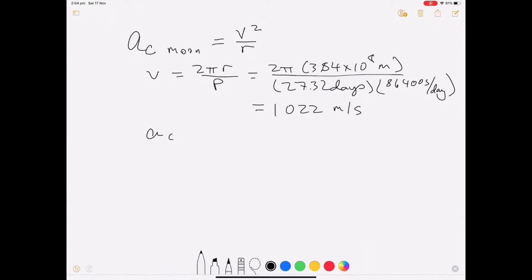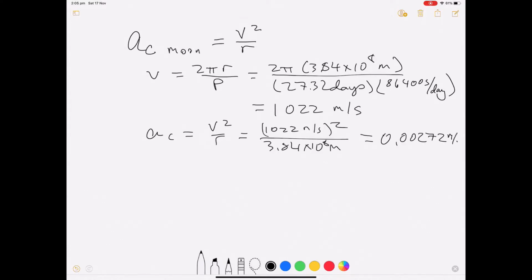So you work out the centripetal acceleration for the moon, and that becomes v squared over r, 1,022 meters per second, squared, over its distance from Earth, again, 3.84 times 10 to the 8th meters. Now we're assuming that this is a circular orbit, which strictly speaking isn't actually true, but it's close enough. And when you work through this, you find that the acceleration for the moon is 0.00272 meters per second squared.